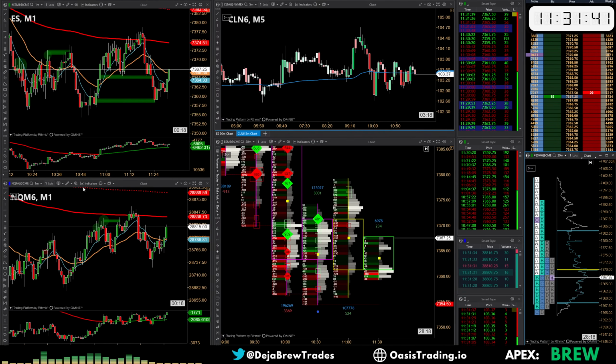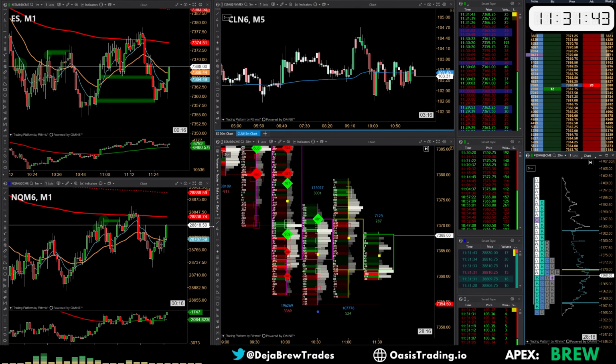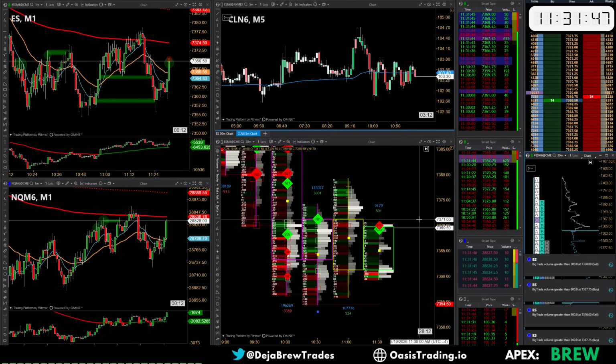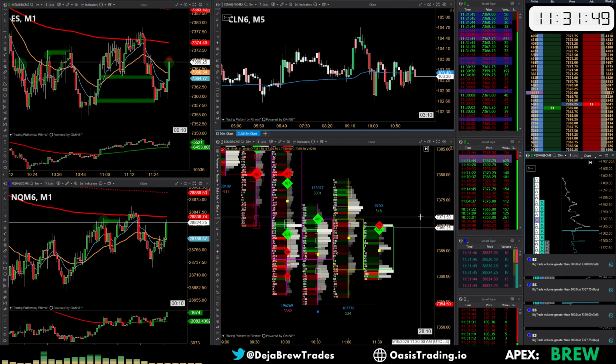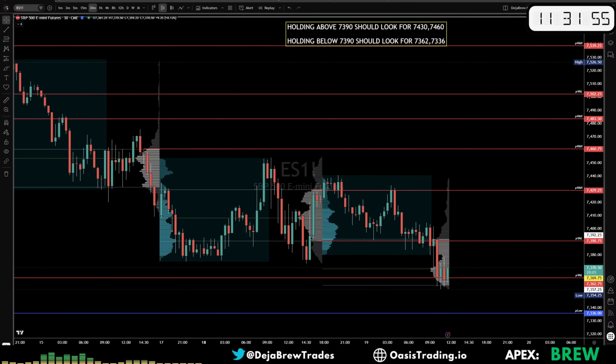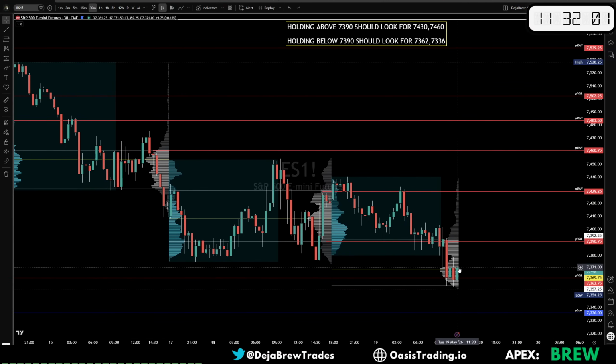Possibly getting stuck in like a half rotation. You did this yesterday, damn near the entire afternoon. It was stuck between the POC and the value low. And it just kept rotating, but it was only doing half of it, right? It wasn't rotating to the value high until the close. Then you had that big spike. So keep an eye on that.